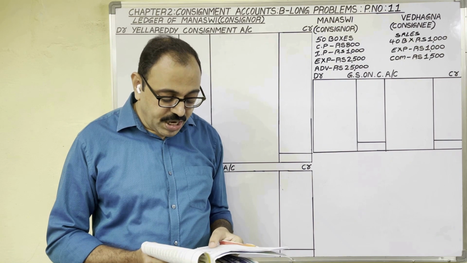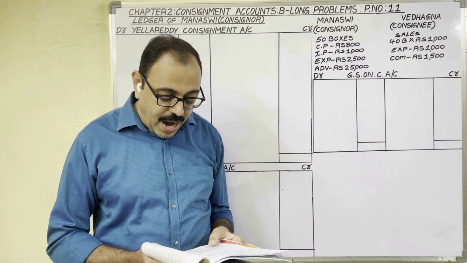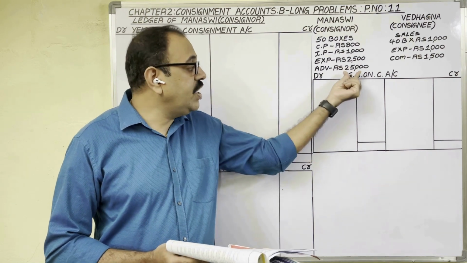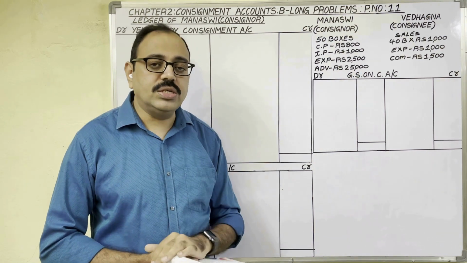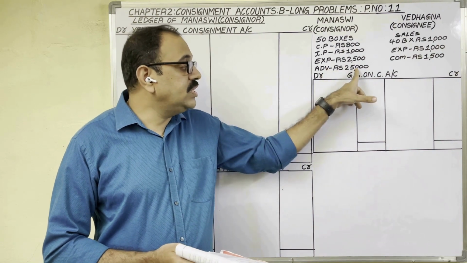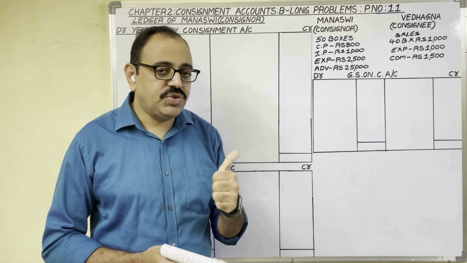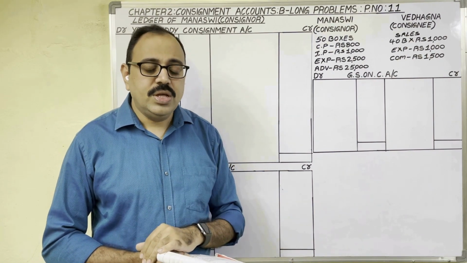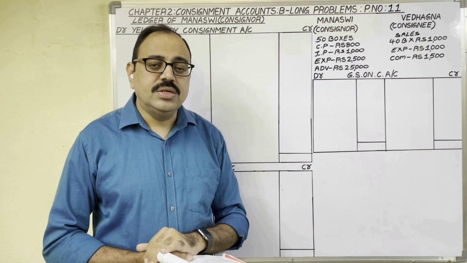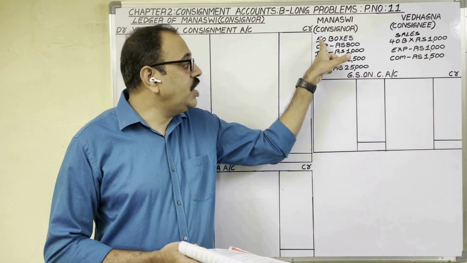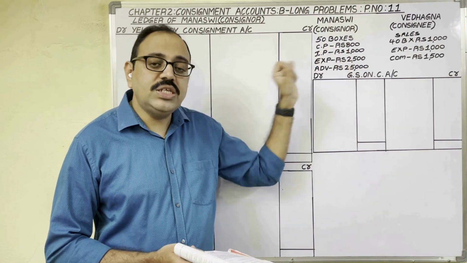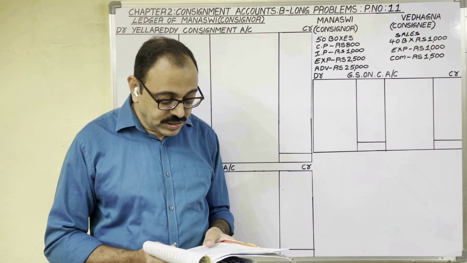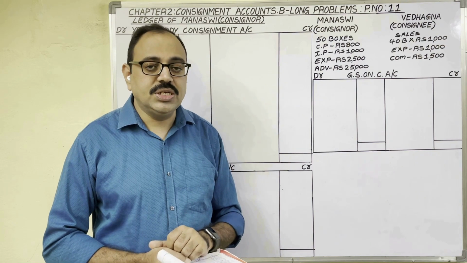Vedagna advanced 25,000 rupees to Manasvi and sent account sales with the details. So here this 25,000 is known as advance. The consignor may demand this advance in three forms: cash form, cheque or DD form, bills of exchange form. There is no information given here, so our assumption is the consignor is receiving this amount through a cheque. With the details, sales are 40 boxes at the rate of 1000 rupees each.